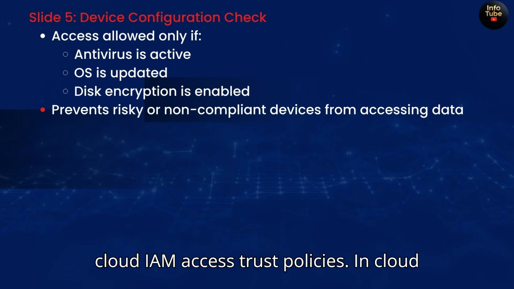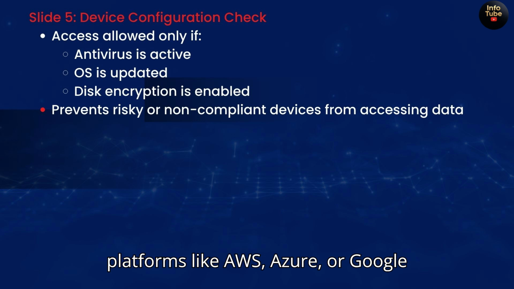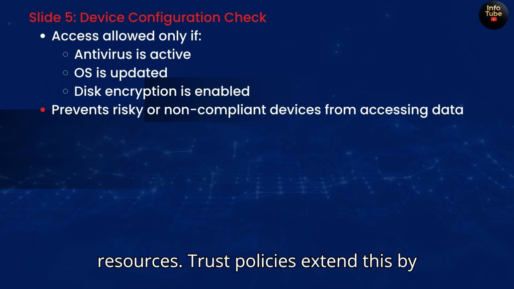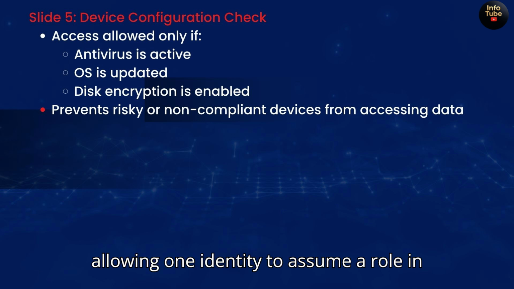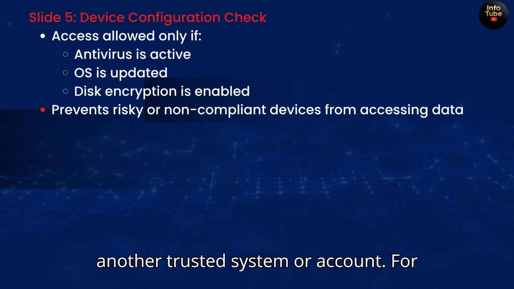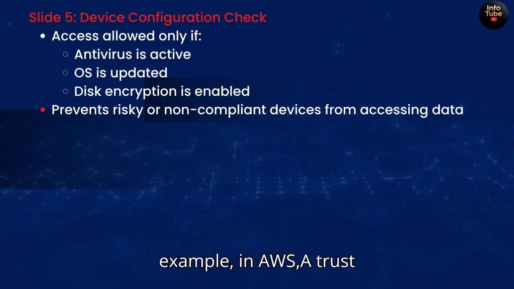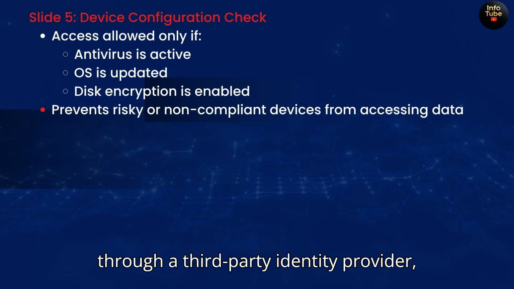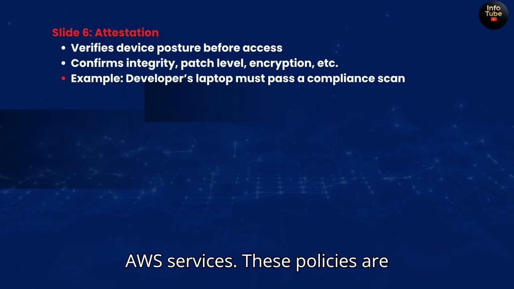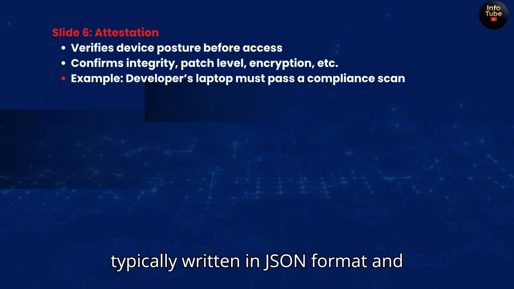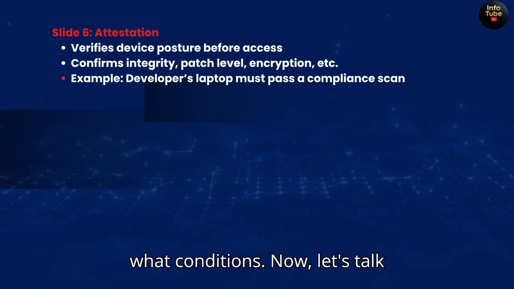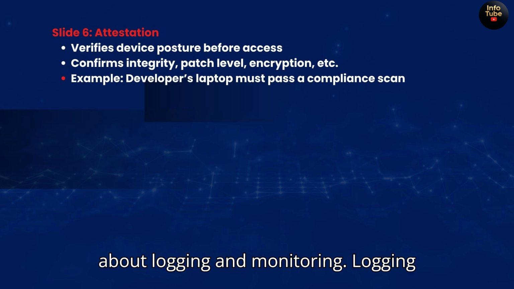Next, we explore cloud IAM access trust policies. In cloud platforms like AWS, Azure, or Google Cloud, IAM, or identity and access management, defines who can access which resources. Trust policies extend this by allowing one identity to assume a role in another trusted system or account. For example, in AWS, a trust policy might allow a user authenticated through a third-party identity provider, like Okta, to access specific AWS services. These policies are typically written in JSON format and define what actions are allowed under what conditions.